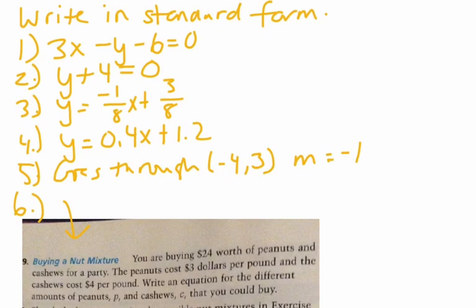Okay, 6 quick problems. Write in standard form: 3x minus y minus 6 equals 0; y plus 4 equals 0; y equals negative 1/8 x plus 3/8; y equals 0.4x plus 1.2; and the equation for the line that goes through (negative 4, 3) and has a slope of negative 1. And then write the equation that would describe this situation here. You are buying $24 worth of peanuts and cashews for a party. The peanuts cost $3 per pound and the cashews cost $4 per pound. Write an equation for the different amounts of peanuts P and cashews C that you could buy. Pause the video, work these out on your own, and then unpause to check your work.